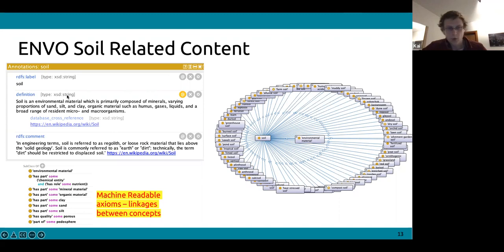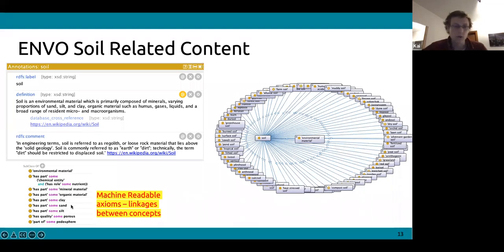has a broad ranging definition, but specific enough as well, cross-referenced to where parts of that definition came from, comments as well. And then of course it has machine readable linkages. So we're asserting that soil, and perhaps someone in this cluster could tell us if this is wrong, but we're asserting at a machine level that soil has part some clay. So anything that doesn't have clay can't be a soil. So maybe that's wrong. I'm not 100% sure. I'm not the soil expert here, but that's the kind of machine linkage that we're expressing here.